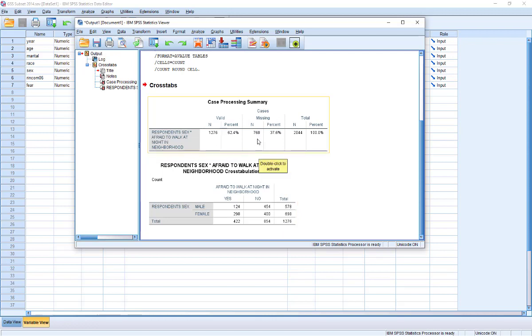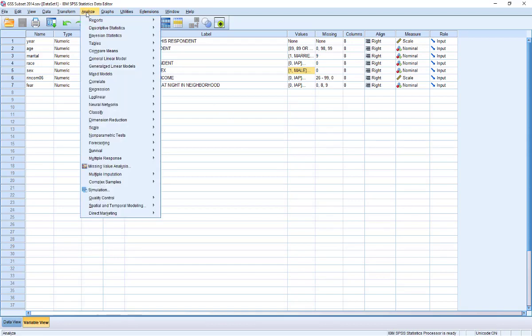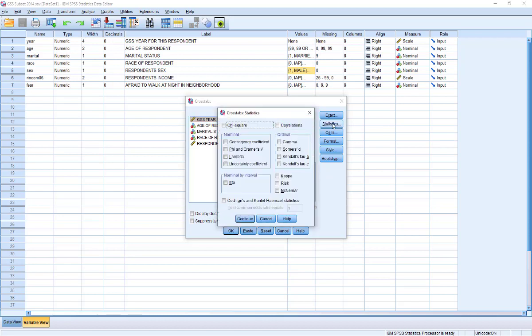So we've lost about a third of the data here because about a third of the respondents were either not asked or did not answer the question related to fear. So let's close this because we're going to see this represented again in another moment. And I'm going to go back to my command. So again, analyze, descriptive statistics, crosstabs. Now this time, instead of just simply clicking OK, I'm going to go over here to where it says statistics.